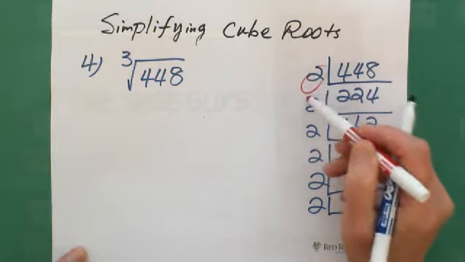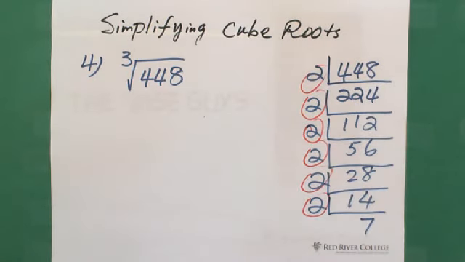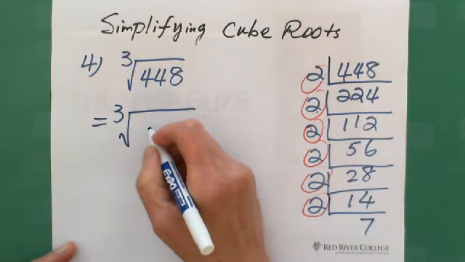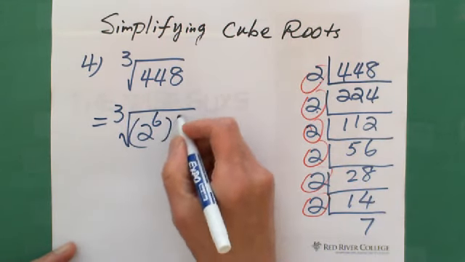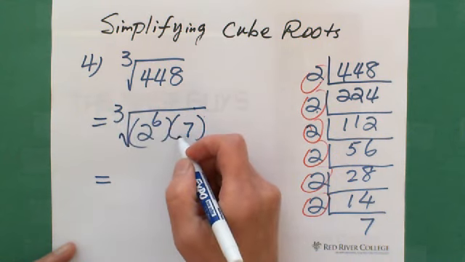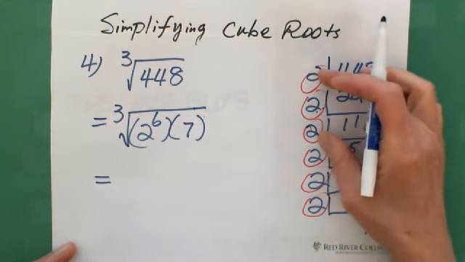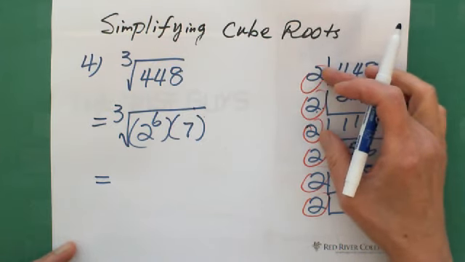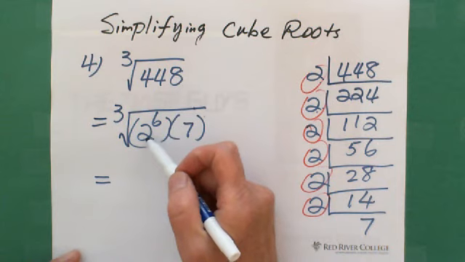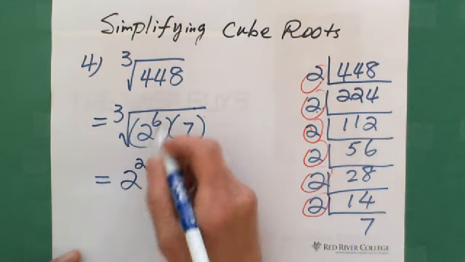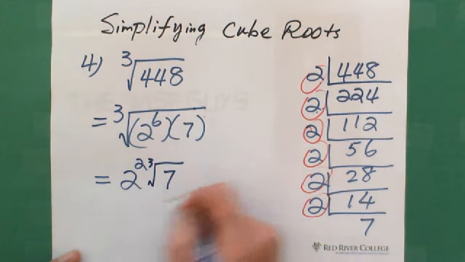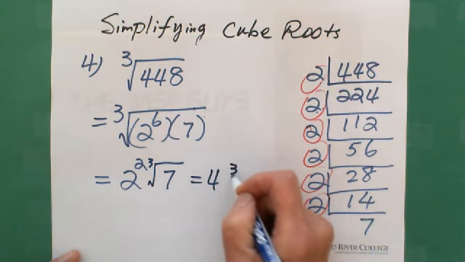So how many 2s? 1, 2, 3, 4, 5, 6. So under the cube root, you can write 2 to the 6th exponent, multiplied by 7, because the exponent 6 is divisible by 3. And you can see three 2s get out of the radical as 2, and the other three 2s also get out as 2. So that's why from 2 to the 6, you actually get 2 squared, because 6 divided by 3 equals 2. You got 7 staying inside the cube root. So the answer is 4 cube root 7, right?